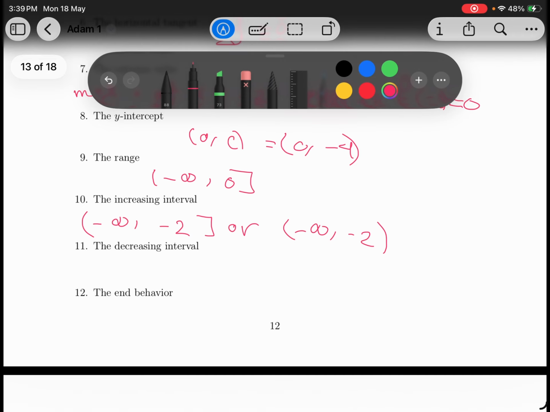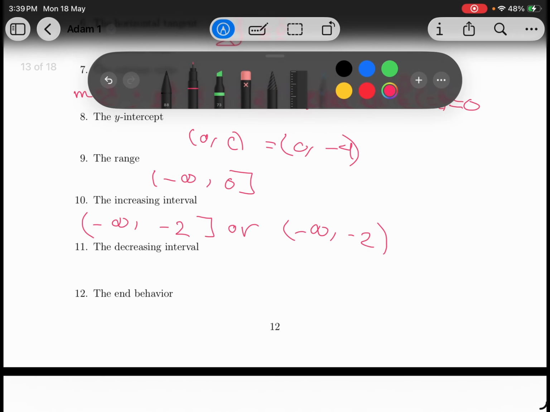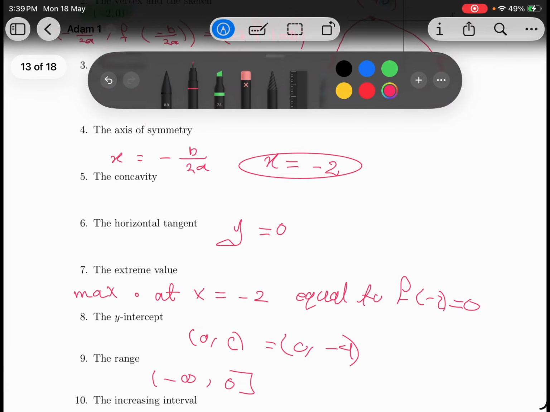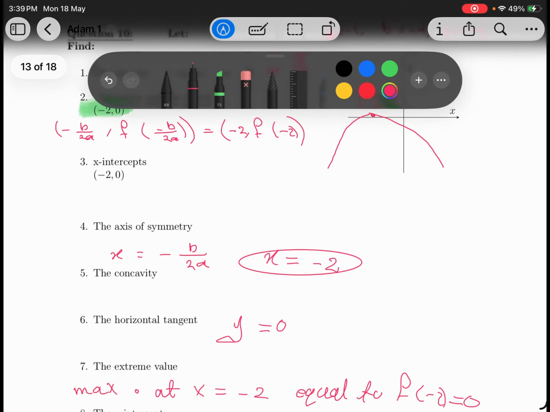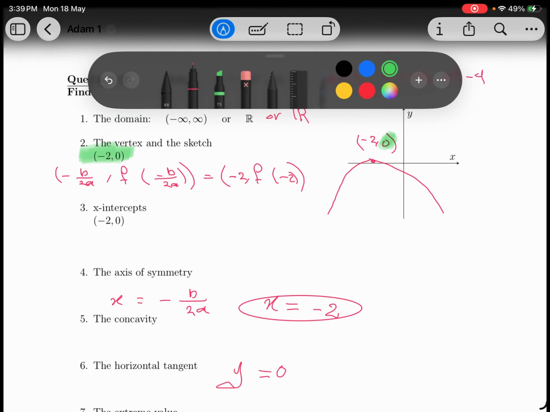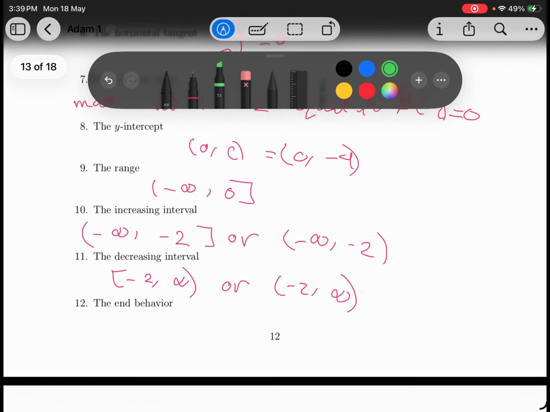And it's decreasing on the complementary, so it's from minus 2 to infinity, or minus 2 open to infinity. It's the same when it comes to increasing and decreasing. And look at this, guys, the journey of decreasing starts here, not at 0, but with respect to the x-axis at minus 2, right? At minus 2, and forever the function is decreasing, as you see.